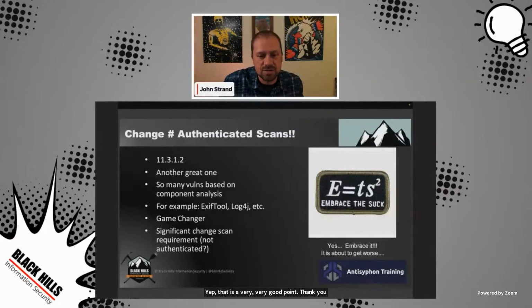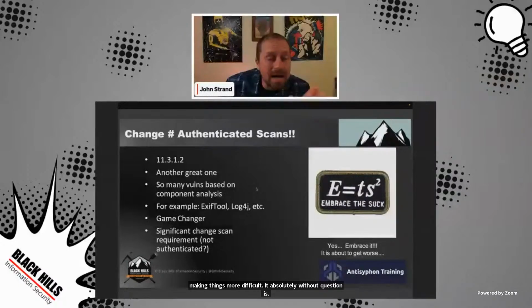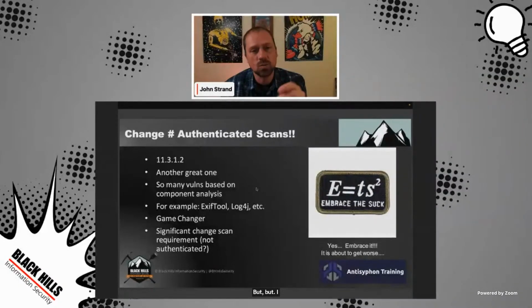Disputing false positives is a pain in the ass. It absolutely is. It's very, very difficult. This is making things more difficult. It absolutely, without question, is. But I think that once organizations start doing this, it gets easier.